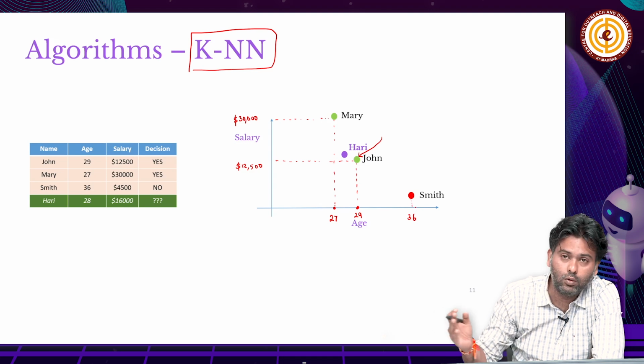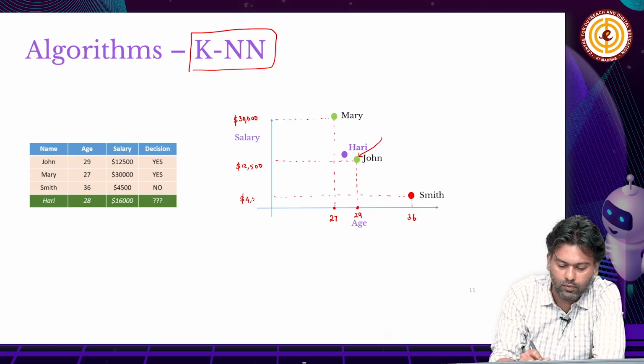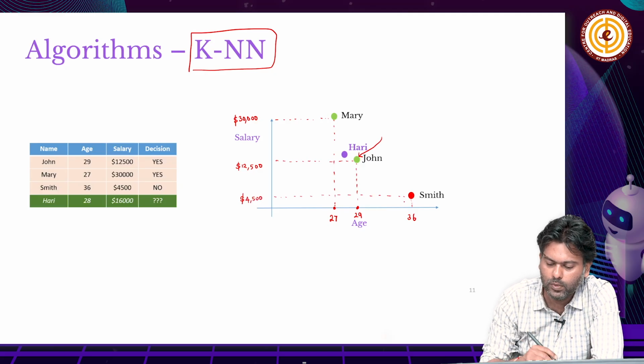So he's towards the right on the x-axis, whereas Smith's salary is much lesser than both John and Mary's salary. It's just $4,500. So Smith is here.